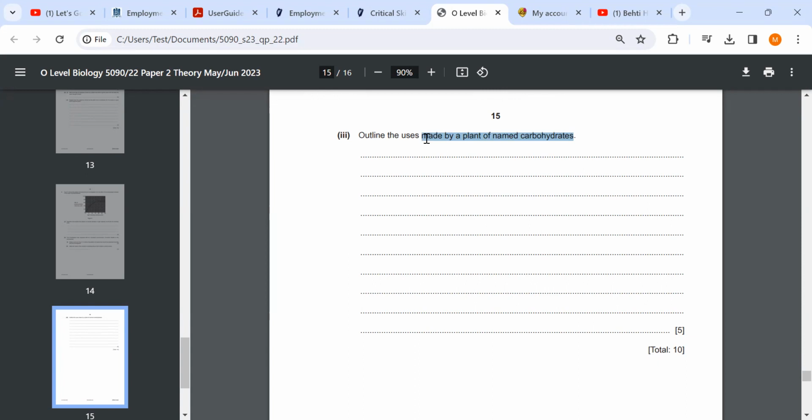Glucose is used for respiration. Glucose is used to synthesize protein. Glucose is also converted into amino acids, which are used in the process of assimilation of food. Glucose is used in various processes of active transport which occur in the plant, for example, in the root hair cell of the plant.